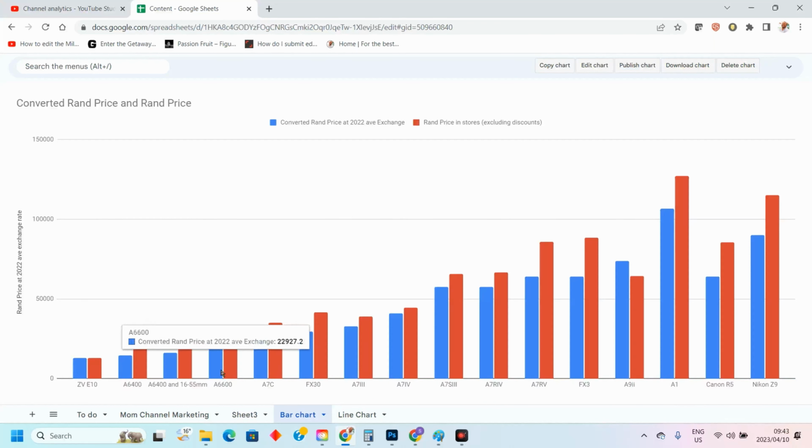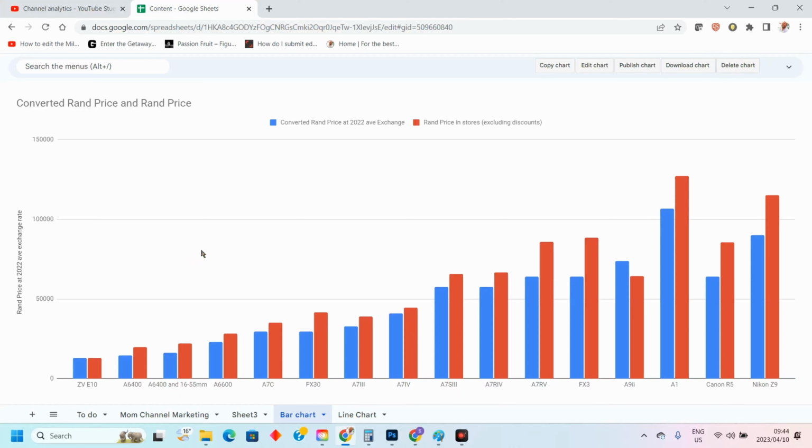You can see here that the A7C and the FX30 are the same price, $1,798, but the A7C translates to roughly 34 or 35,000 Rand, and then the FX30 is 41,700. So there is a difference, and that difference, even though they are the same dollar price, makes that FX30 closer to this A7 IV.